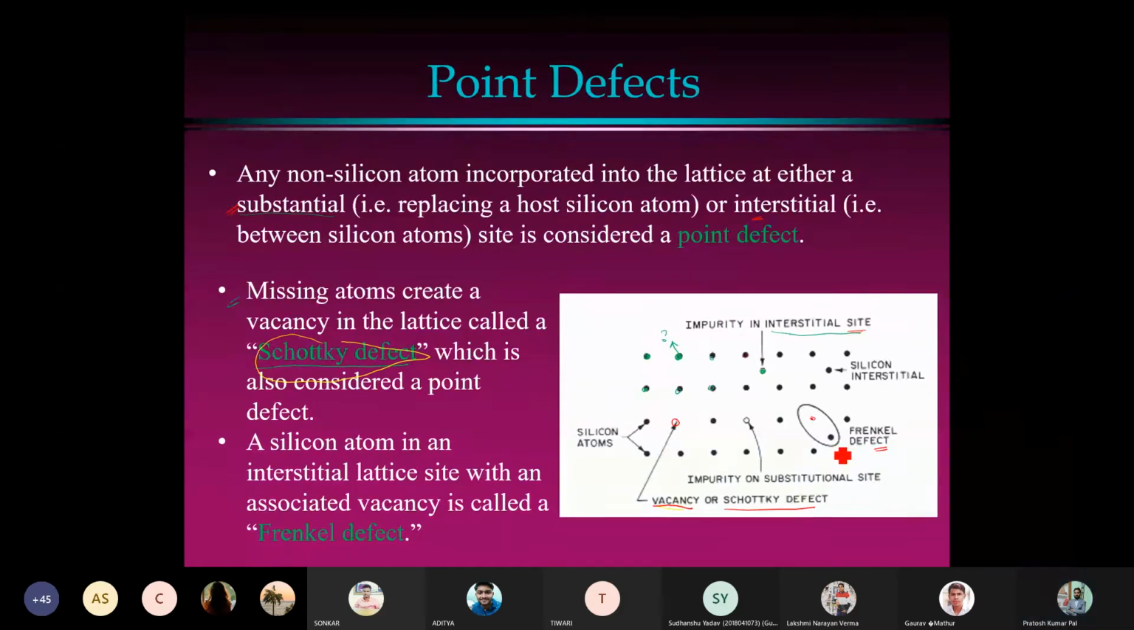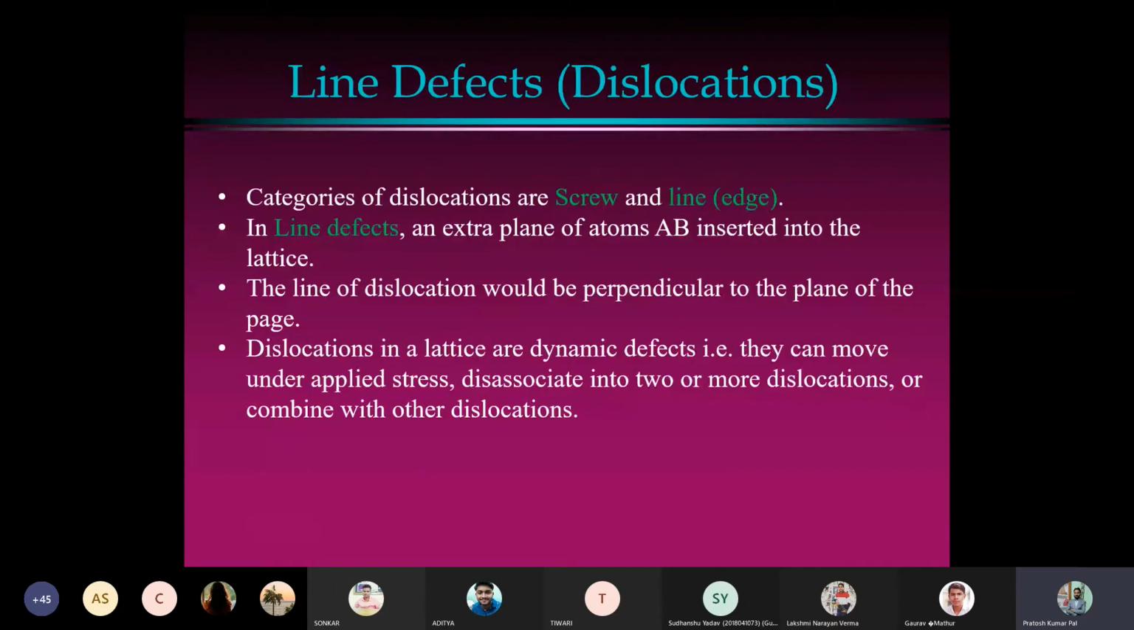And the next one is line defects. These line defects are basically dislocations. There are different dislocations. Dislocations mean movement of the silicon atom from one location to another location. These dislocations can be of two types, screw and line or edge dislocations. These are called line defects or line dislocations.